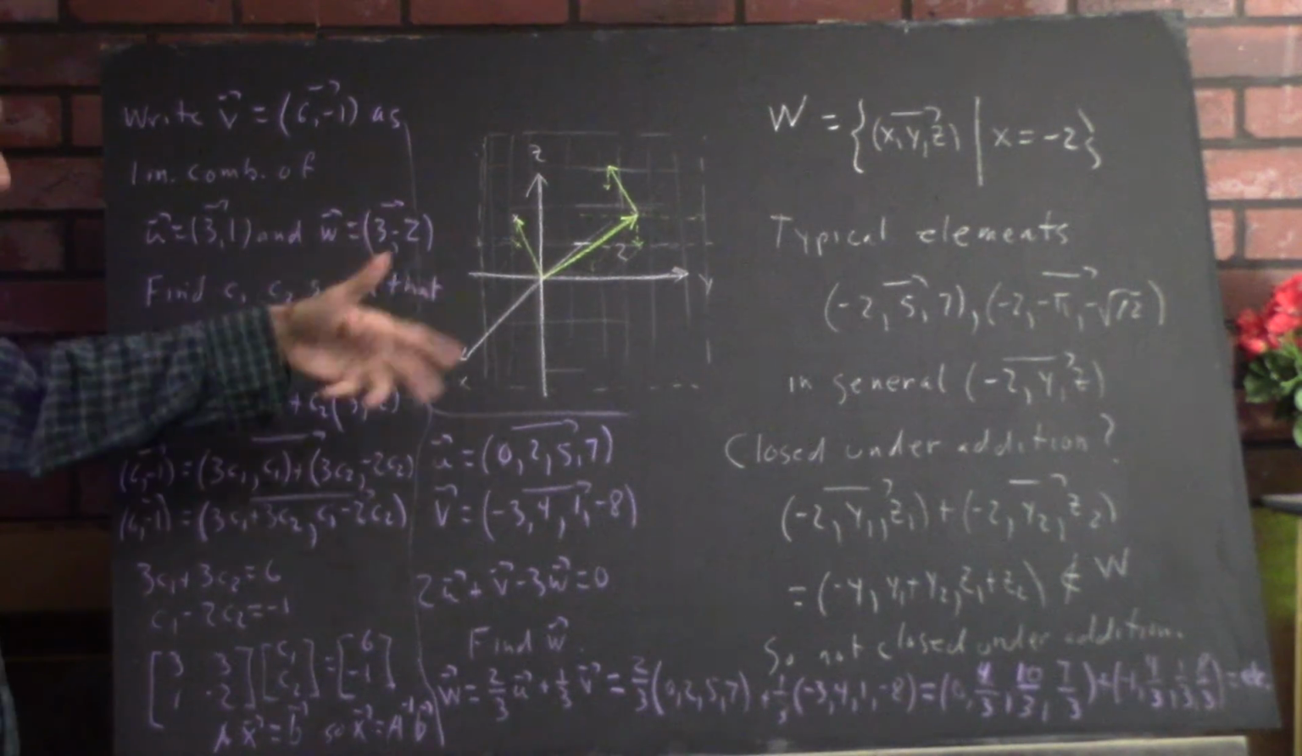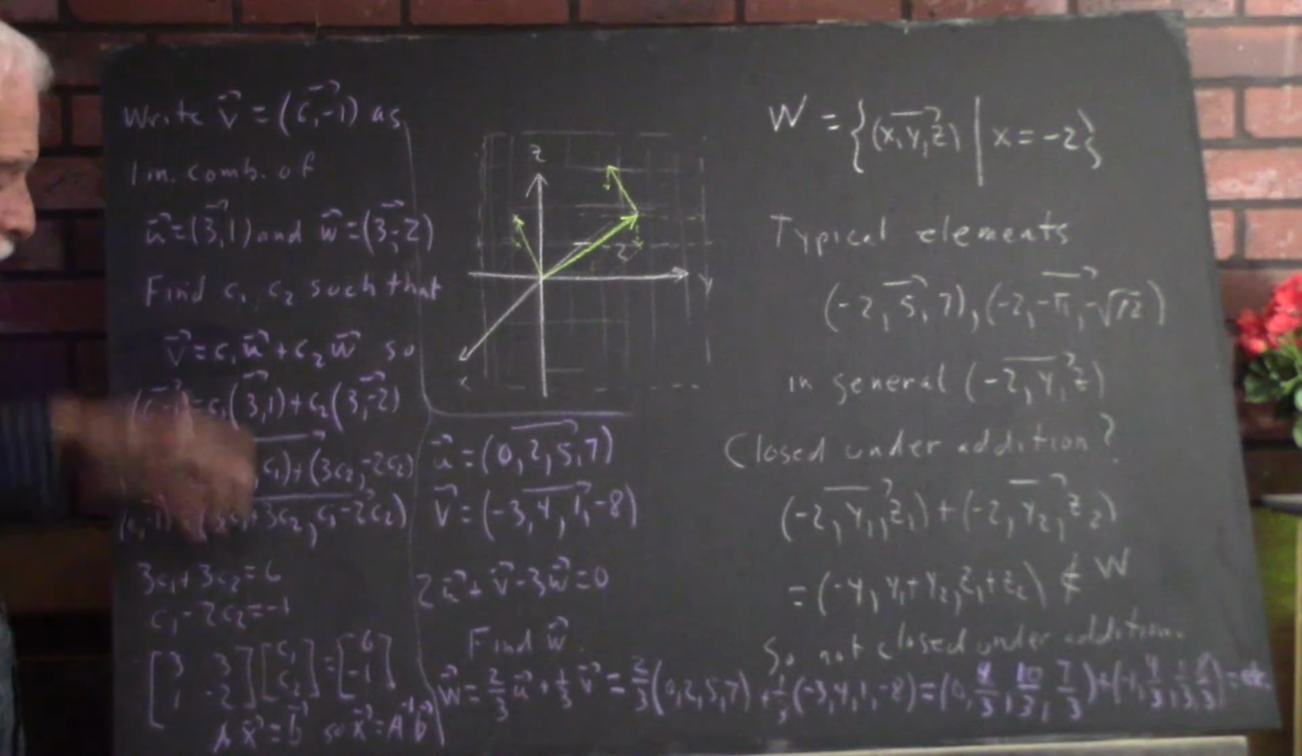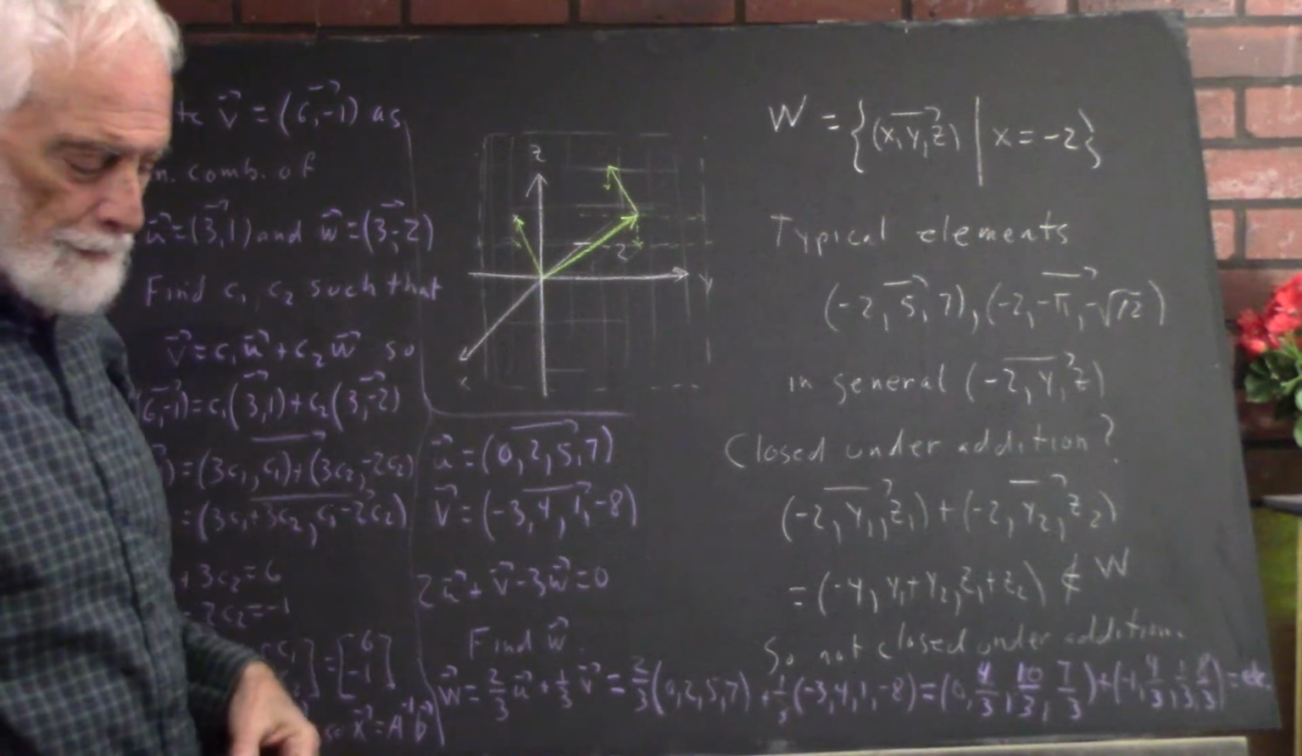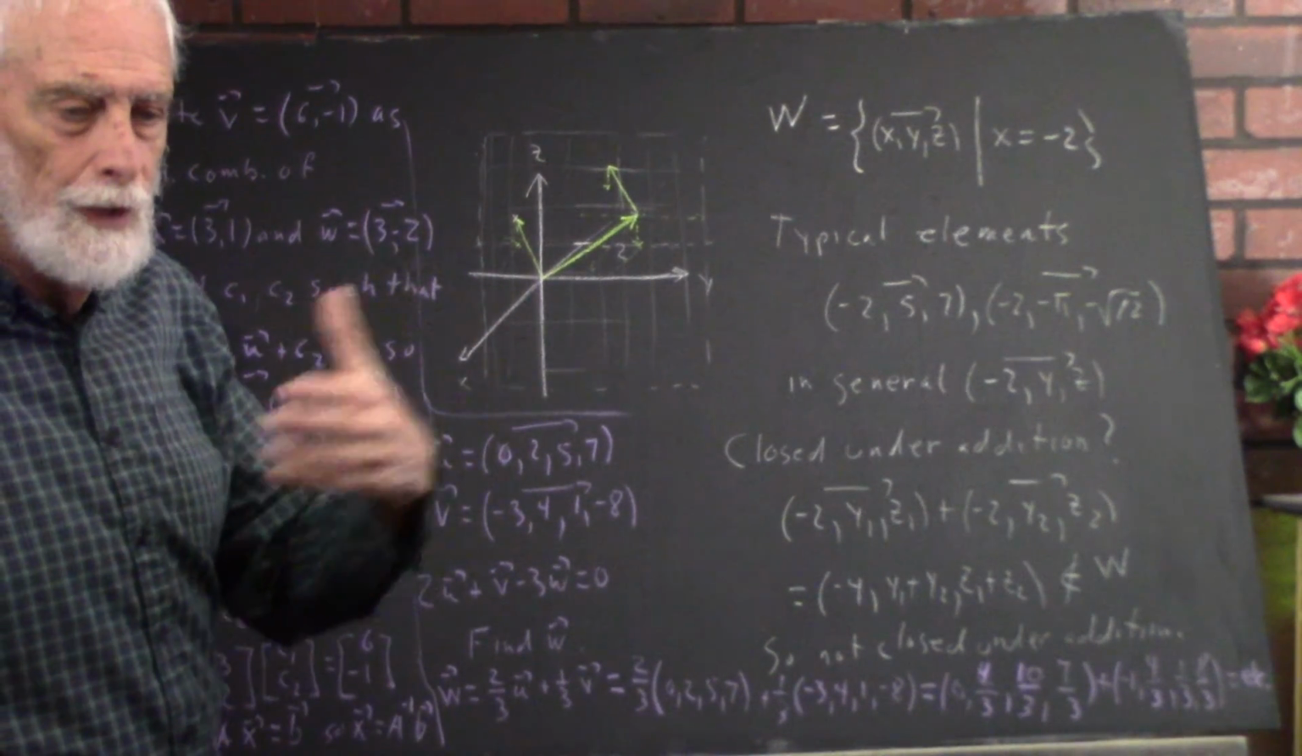Okay, now we go on and do kind of an example of this with vectors in R3.